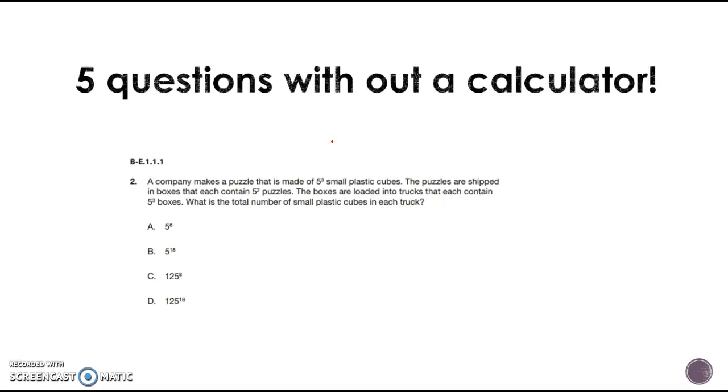A company makes a puzzle that is made up of 5 cubed small plastic cubes. 5 to the third, all right? 5 cubed. Let me just box that in, that's an important thing. The puzzles are shipped in boxes, each containing 5 squared puzzles, and the boxes are loaded into trucks that each contain 5 cubed boxes. What is the total number of small plastic cubes in each truck?